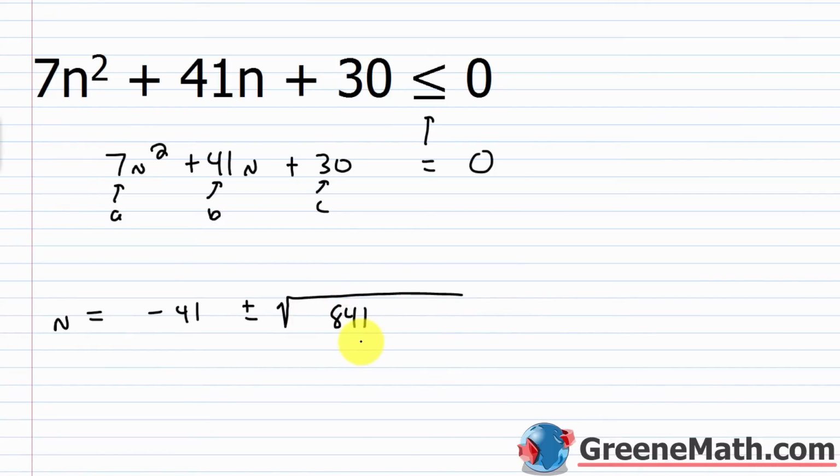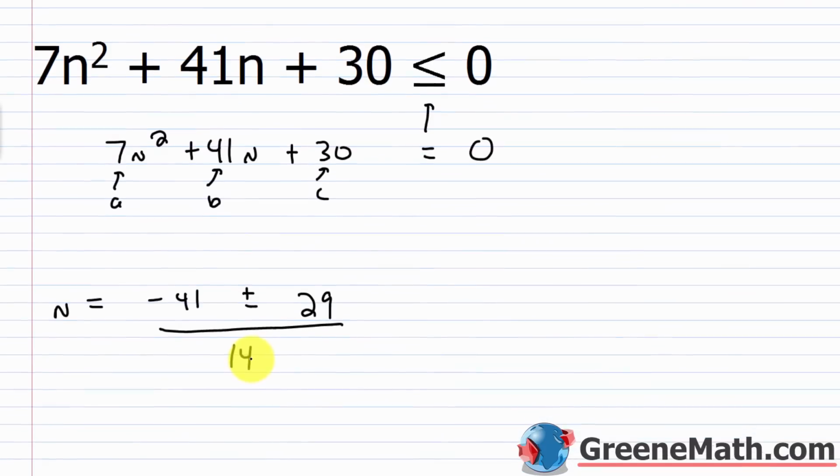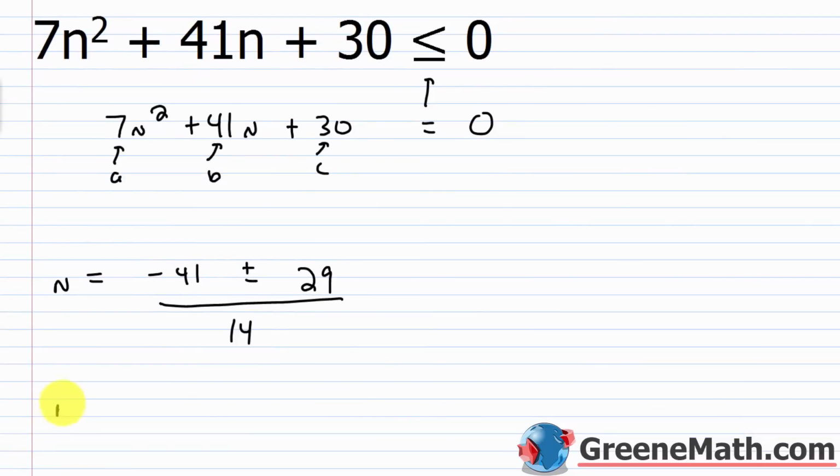Now, what is the square root of 841? That's going to give me 29. So this will be a 29 here. And then this whole thing is over 2 times a. A is 7, so 2 times 7 is 14. So you'll have two scenarios here. You'll have n is equal to negative 41 plus 29, which would be negative 12 over 14. So negative 12 over 14, which of course each is divisible by 2, so it's negative 6 sevenths.